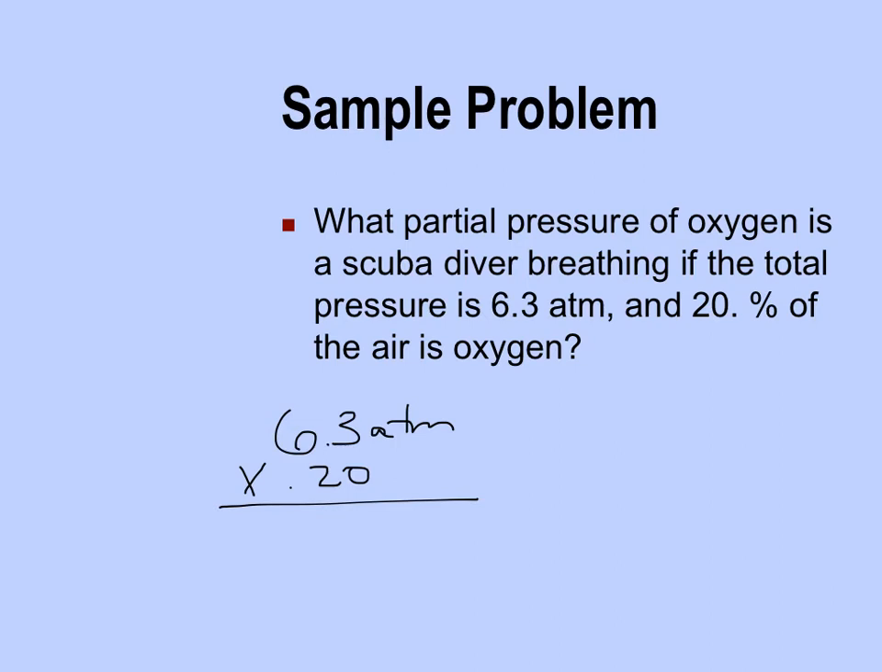So we're just going to multiply them. Now because we're multiplying, we're going to do 2 sig figs. Each of these is 2 sig figs. So our answer is going to be 1.3 atmospheres. Remember, when you multiply, you do to the least sig figs. When you add or subtract, it is the least decimal place.